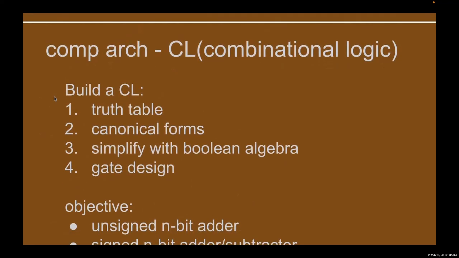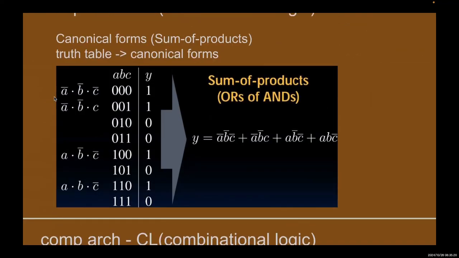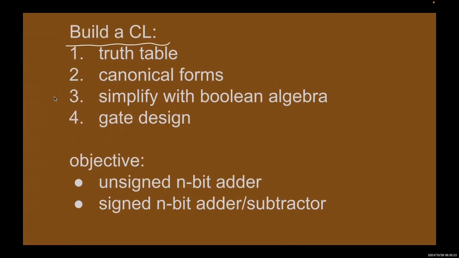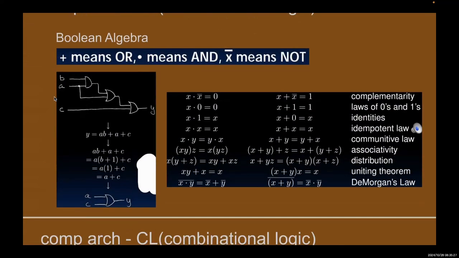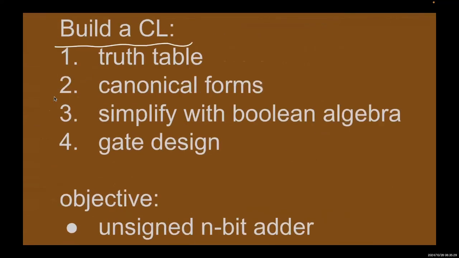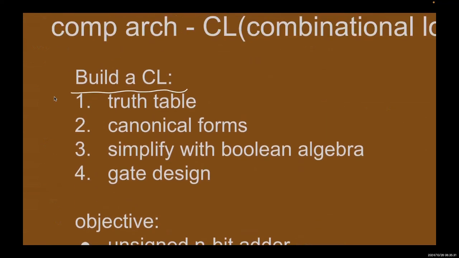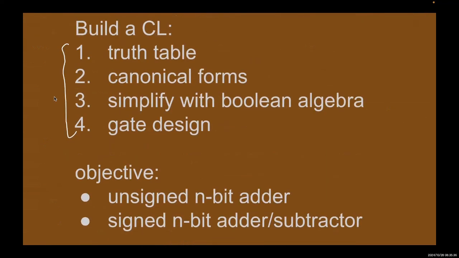So how do you build a combinational logic? Firstly, you get the truth table for it. The truth table is designed by a human, so you get the truth table you want to achieve. Then you turn it into canonical form, like we just introduced. The third step, you simplify it with Boolean algebra, which is something like here. And the fourth step is you write out the gate design, and we're going to go through this one by one.